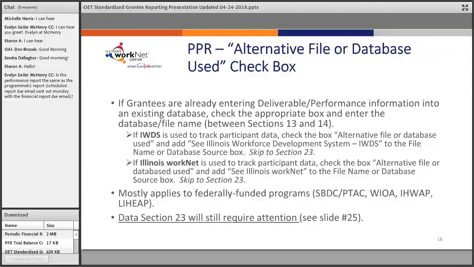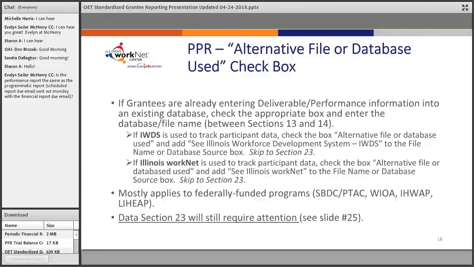If you are already entering deliverable performance information into an existing database, check the appropriate box and enter the database file name between sections 13 and 14. If IWDS is used to track participant data, check the box alternate file or database used and see Illinois Workforce Data Development System, IWDS. If Illinois WorkNet is used to track participant data, check the box alternate file or database used and add Illinois WorkNet to the file name or database source box, and then skip to section 23. You don't need to fill out any other sections.